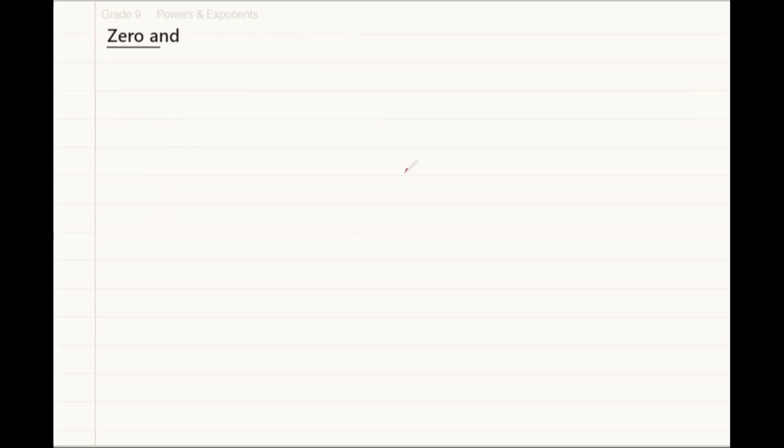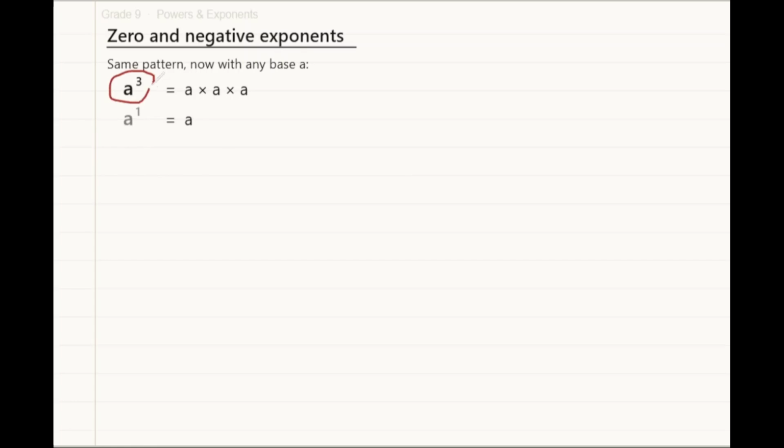Okay, now let's look at the zero and negative exponents with the letter a for the base. So here, as you can see, a to the power 3 is a times a times a, a to the power 1 is a, and a to the power 0 is 1. Now this is a special case and we have to remember this.